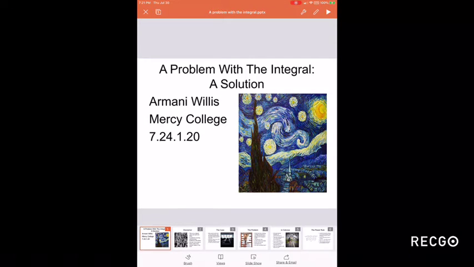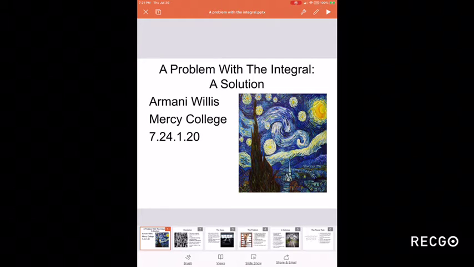A problem with the integral. A solution.